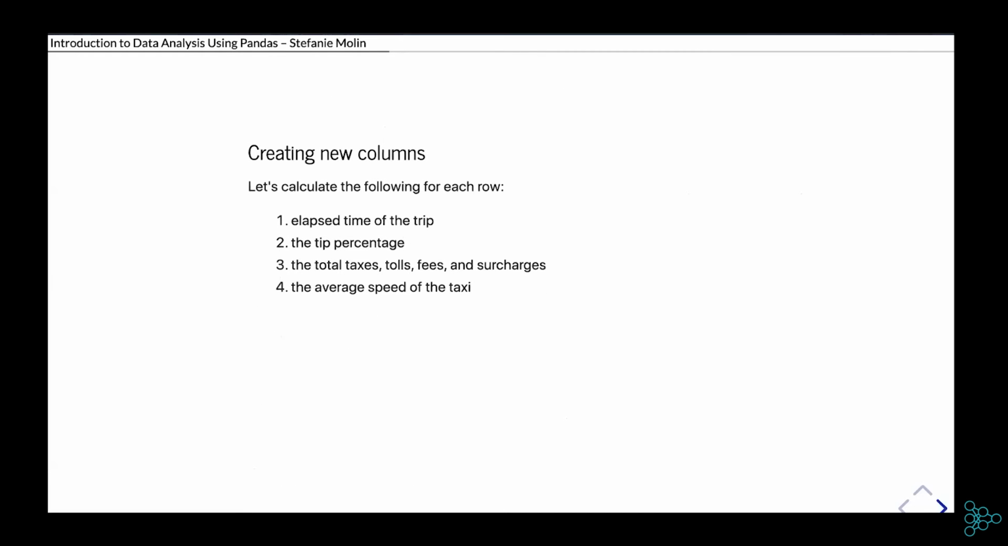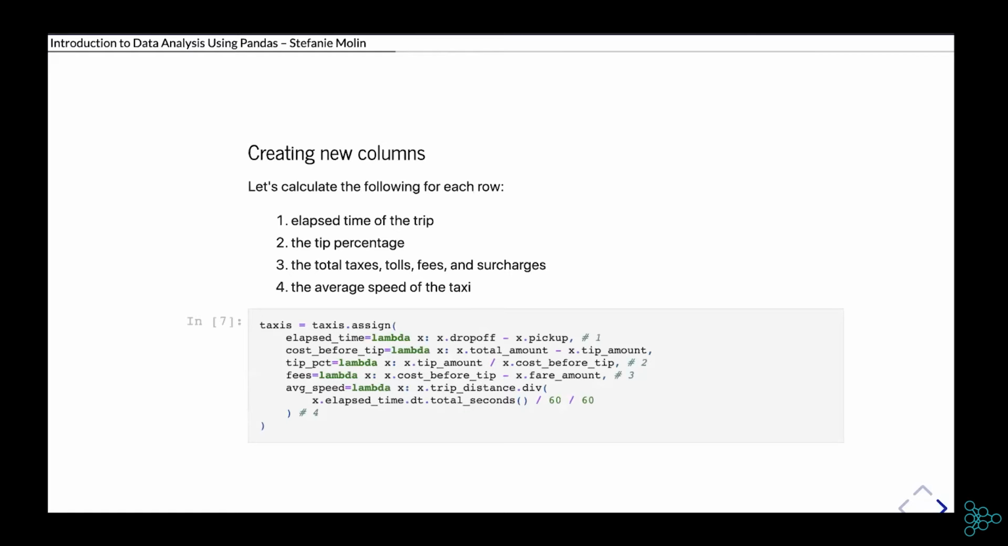So as far as the next steps would be creating some new columns. We're going to create 4 new columns for each row. We want to create one column for the elapsed time of the trip, another one for the tip percentage, a third for total taxes, tolls, fees, and surcharges, and a fourth for the average speed of the taxi. So we can do this all in a single method call with the assign method.